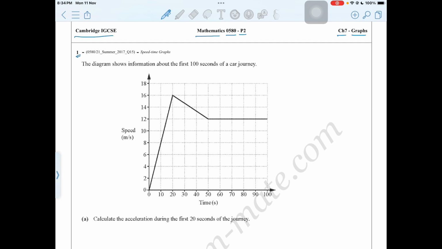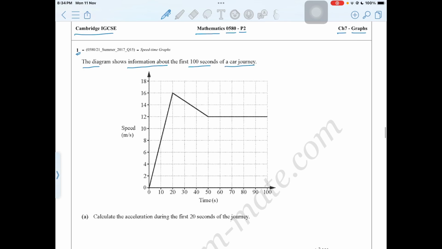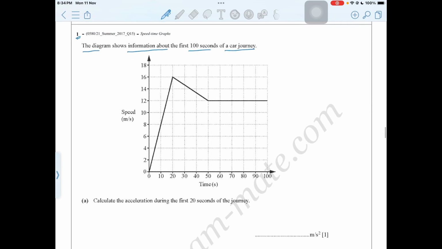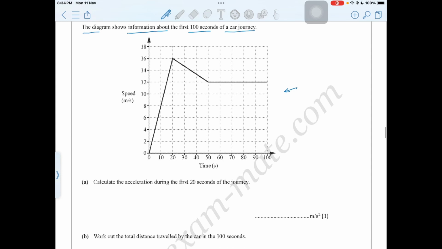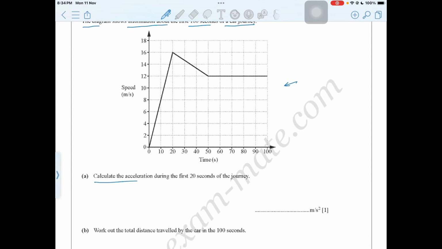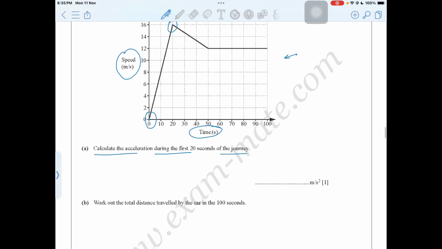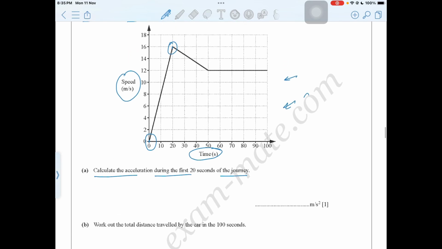We'll start with question 1, which is given as: the diagram shows information about the first 100 seconds of a car journey. Calculate the acceleration during the first 20 seconds of the journey. So we need to calculate the acceleration between these 2 points. A speed time graph is given, so you can calculate the gradient of the speed time graph.